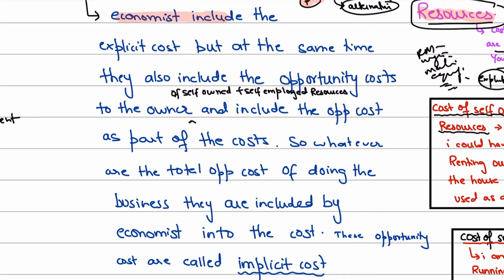So I wrote that economists include explicit cost, but at the same time they also include the opportunity cost to the owner. So what is the opportunity cost to me of doing the business? Of self-owned, as in, because I am using my own resources, like I'm using my house, maybe I'm using my machine. So for example, if I am using my machine that I already owned in my own business that I'm running, so what is the alternative?